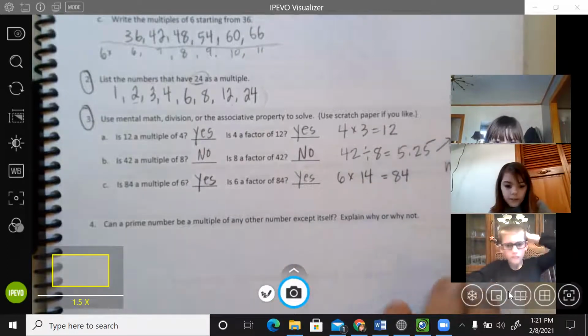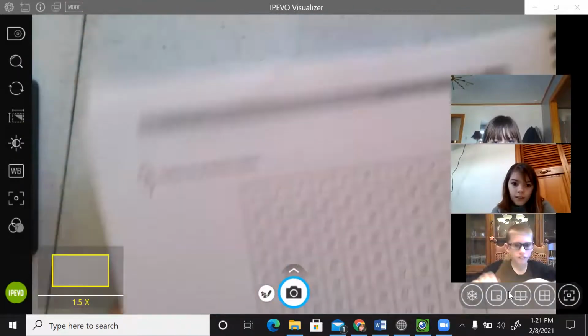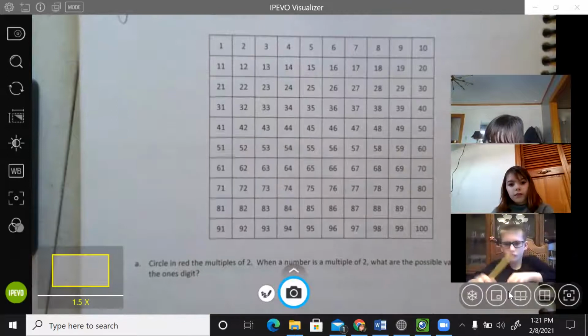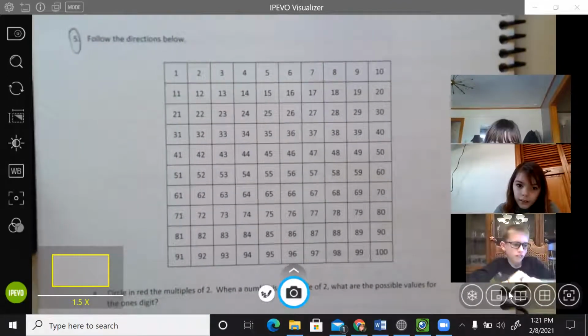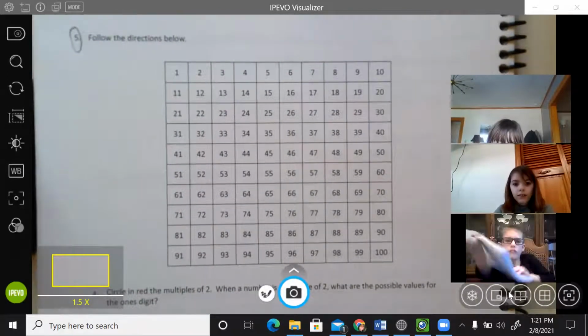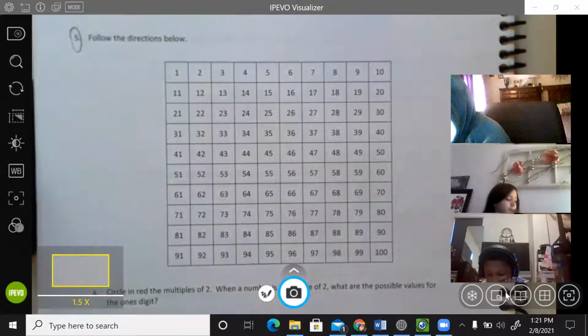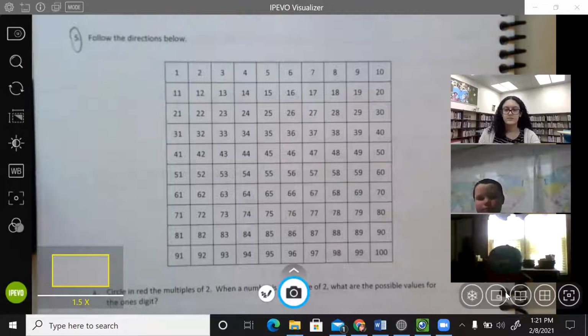Okay, we have one more to do, and this one's kind of fun. Flip your paper over. We're going to follow the directions on this grid. So I'm going to leave my paper zoomed in on the chart, and we'll go through this together. Okay, let's have Soren. Can you hear me now? Unmute yourself.